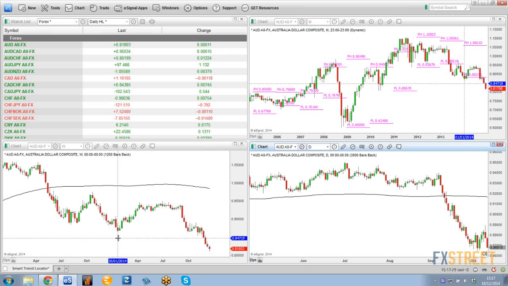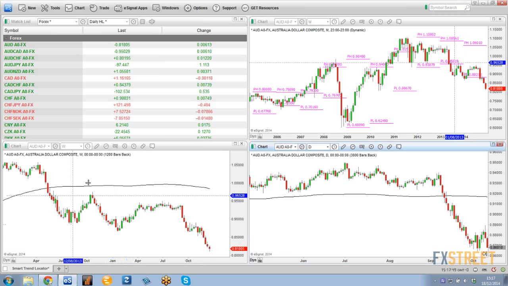What you want to be doing is moving between pairs that have set up, standing aside on pairs that are setting up or consolidating. Once the trending pairs have stopped trending, you then move to the next set of pairs which have set up. So you want to rotate between trending pairs. Okay, it's fundamental to trading.